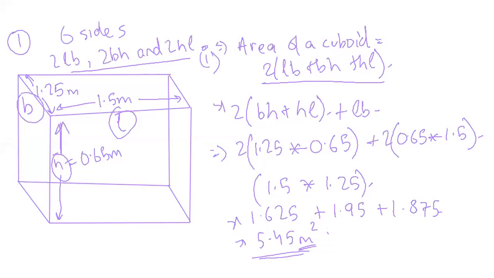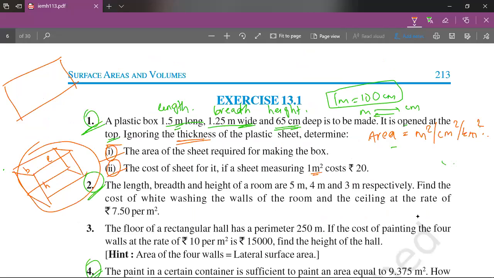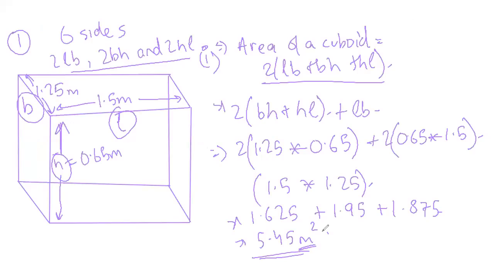Then we'll solve the second part of the question. We'll just see what the second part of the question is. It is the cost of sheet for it, if a sheet measuring 1 meter square costs 20 rupees. So we have found the area of the sheet, which is 5.45 meter square, and then we have to find the cost of sheet for it if a sheet measuring 1 meter square costs 20 rupees.